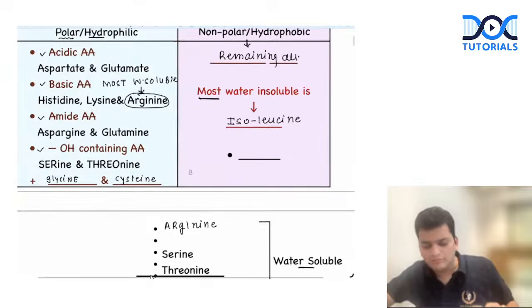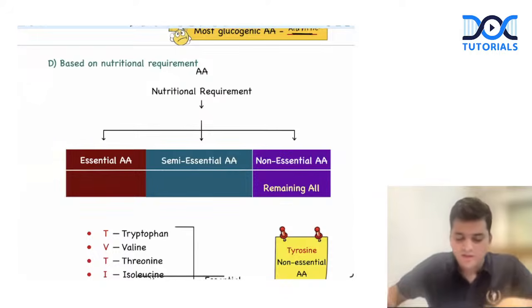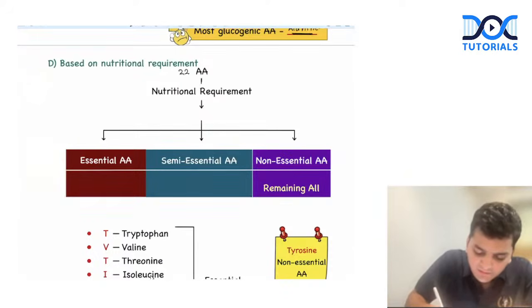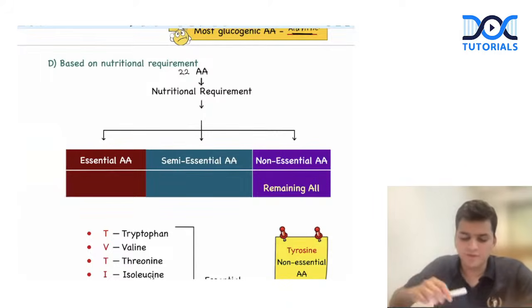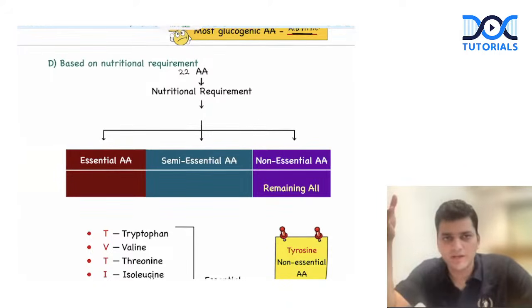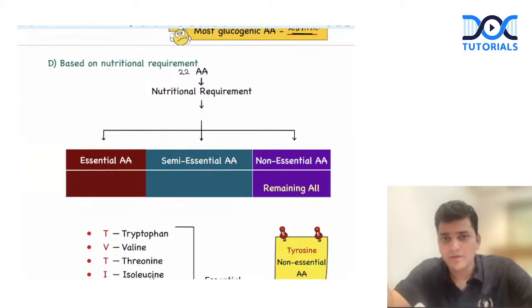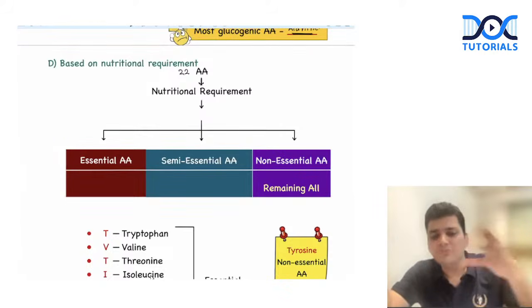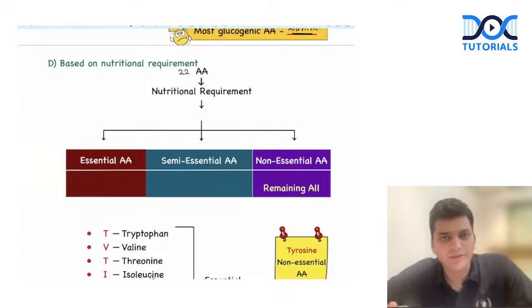Now coming to the fourth classification, the last classification, based on the nutritional requirement. Now we have 22 amino acids. Based on the nutritional requirement, the amino acids are divided into three categories: essential, semi-essential, non-essential. What is the meaning of that? We have heard these words even in school, right? Essential amino acid means the amino acid which you must take in your diet. You can't synthesize them. Non-essential is the amino acid that even if you don't eat it, the body will make it. So you don't have to worry about non-essential. The body will make it. You don't have to eat them in the diet.